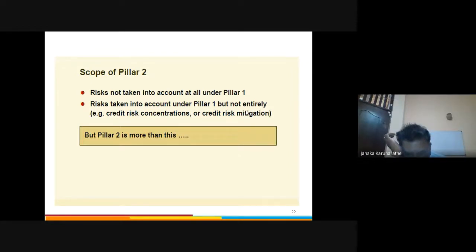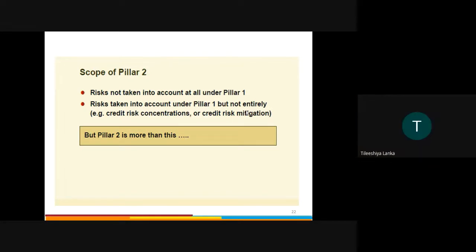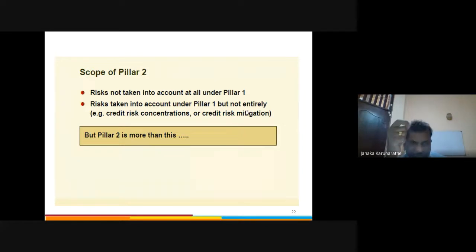Couldn't hear you properly. If you could speak a little louder, please. Credit risk, market risk, operational risk. Okay, the three risks which we covered under pillar one are credit risk, market risk, operational risk. That's right. So any risk not covered under pillar one will be subject to the scope of pillar two. So can you give a couple of examples? Any such risk? Anyone? Any risk which is not covered under pillar one, possibly could be taken into account under pillar two?